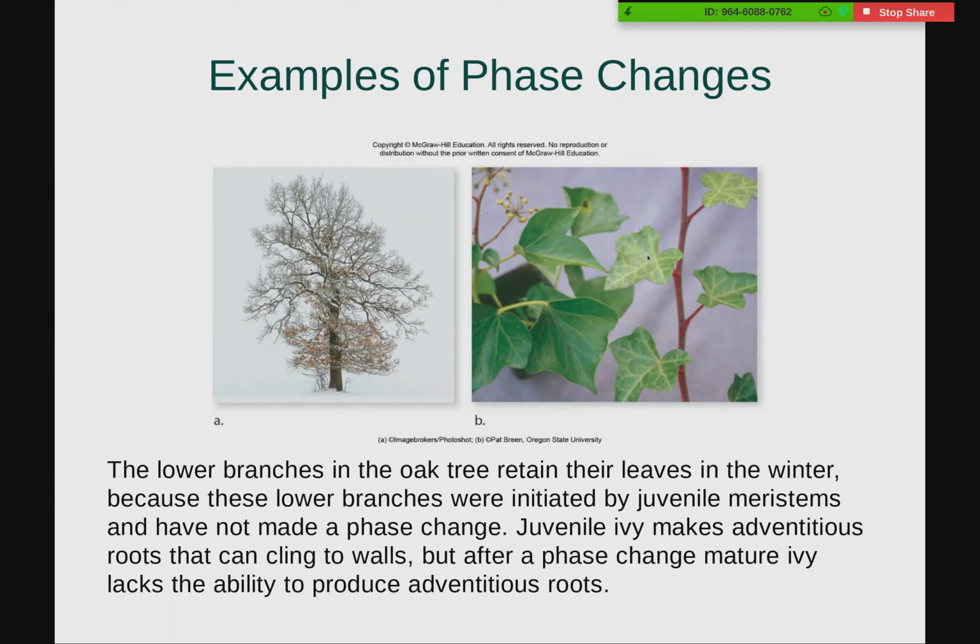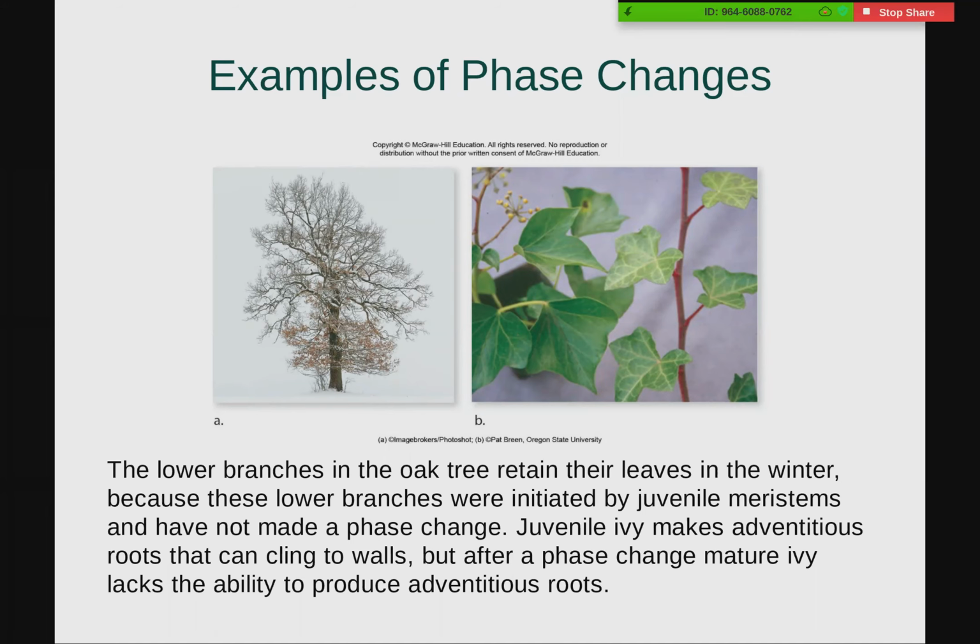that allow it to cling to walls. So it's sort of hard to see in this picture, but ivy will make little adventitious roots that allow it to cling to walls. But after a phase change, the mature ivy, as we see here on the right, actually lacks the ability to produce those adventitious roots.